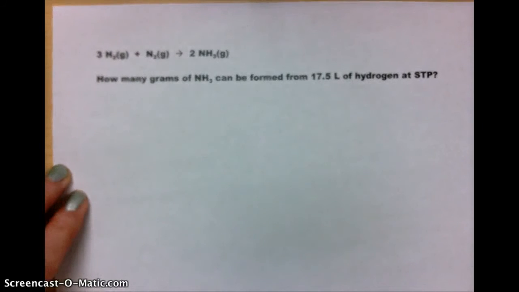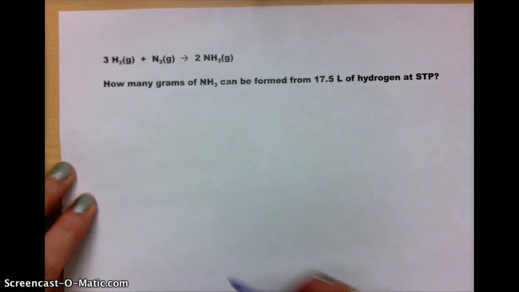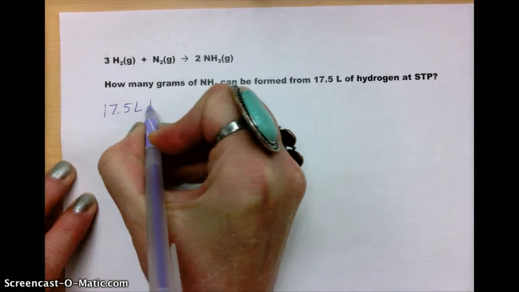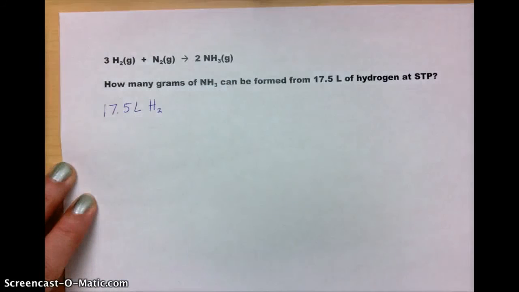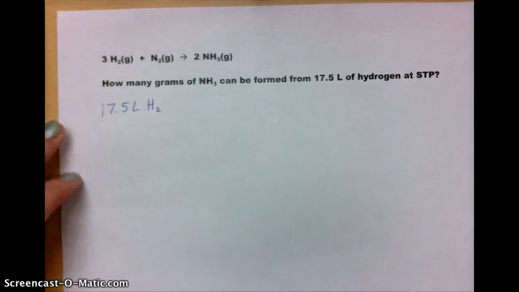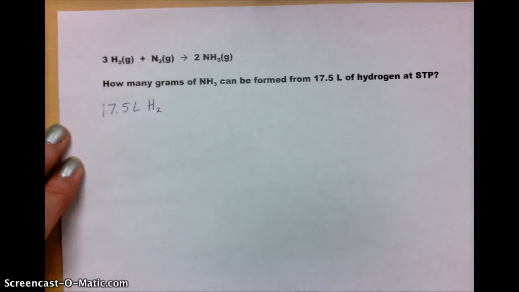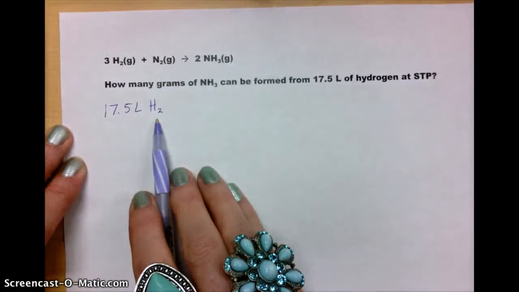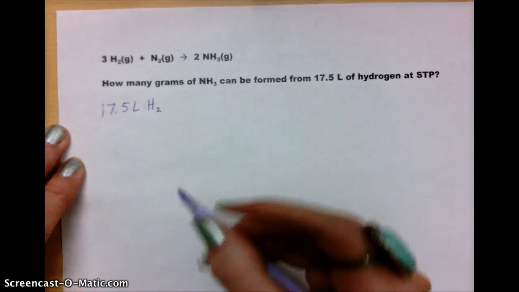We always start with what we're given, and in this problem what we are given is 17.5 liters of hydrogen. Notice the 2 because hydrogen is one of our diatomics. So it is H2 in the balanced reaction, and I write H2 in my problem.